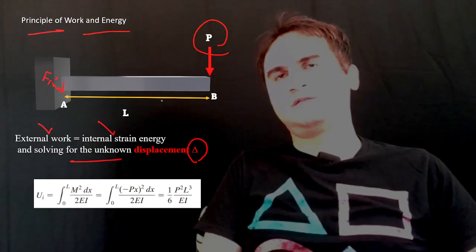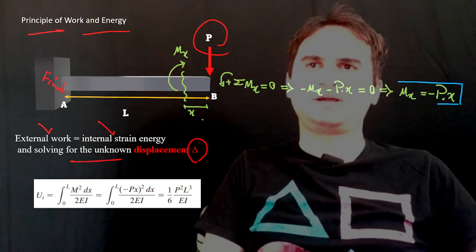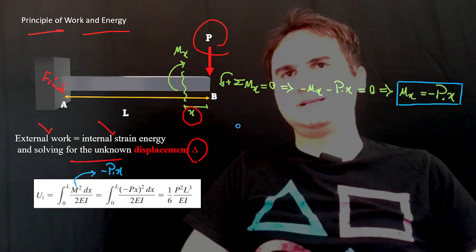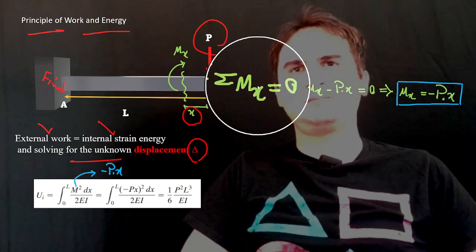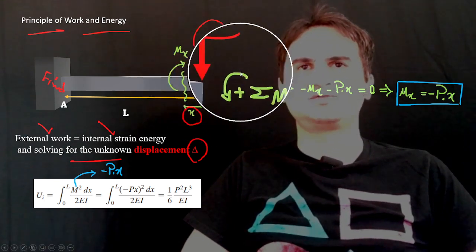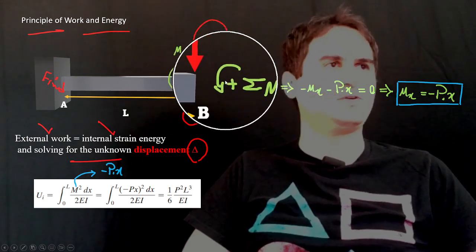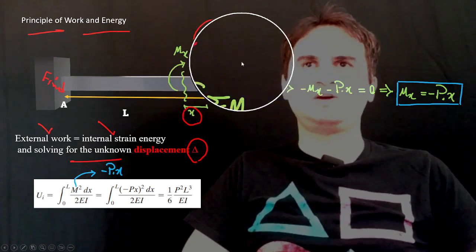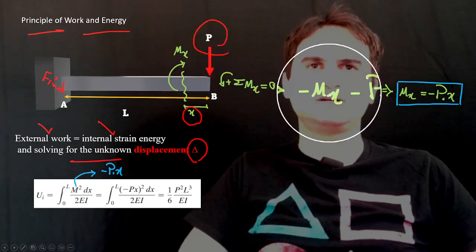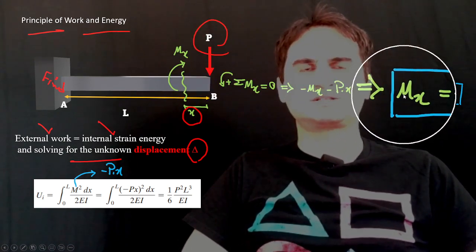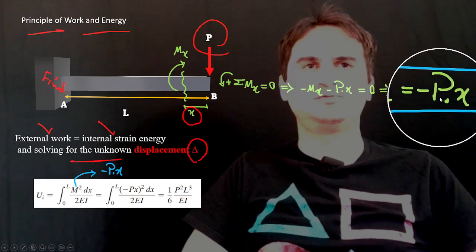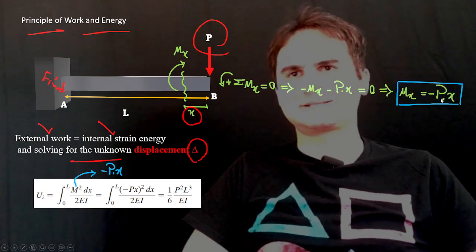If we cut our section at a distance x, we can easily sum moments about the cut to get zero. That gives us negative M(x) minus P times x, which is again clockwise, equals 0, and it just gives us M(x) equal to negative P times x.